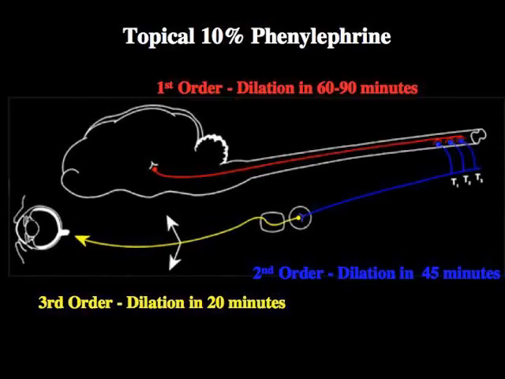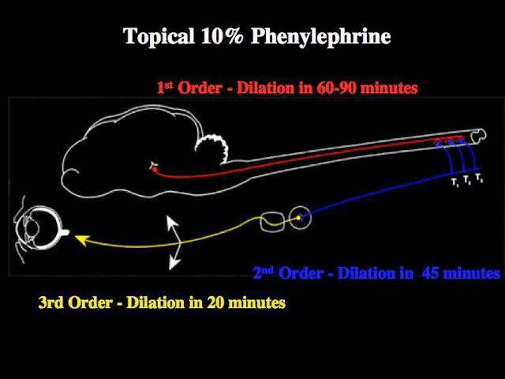If we put 10% phenylephrine into the eye as eye drops, phenylephrine is an alpha-1 agonist. What is an alpha-1 agonist going to do in the eye? Ooh, we haven't done pharmacology yet. But because you've all been studious and you know where the alpha-1 receptors are and which part of the autonomic nervous system they're attached to, you should be able to work it out. Yeah, dilation. It's going to cause dilation of the pupil.